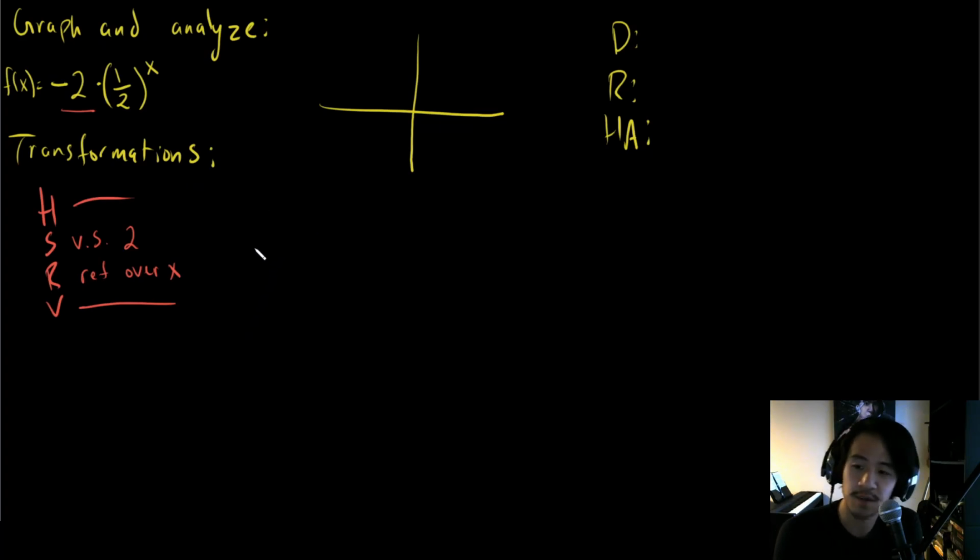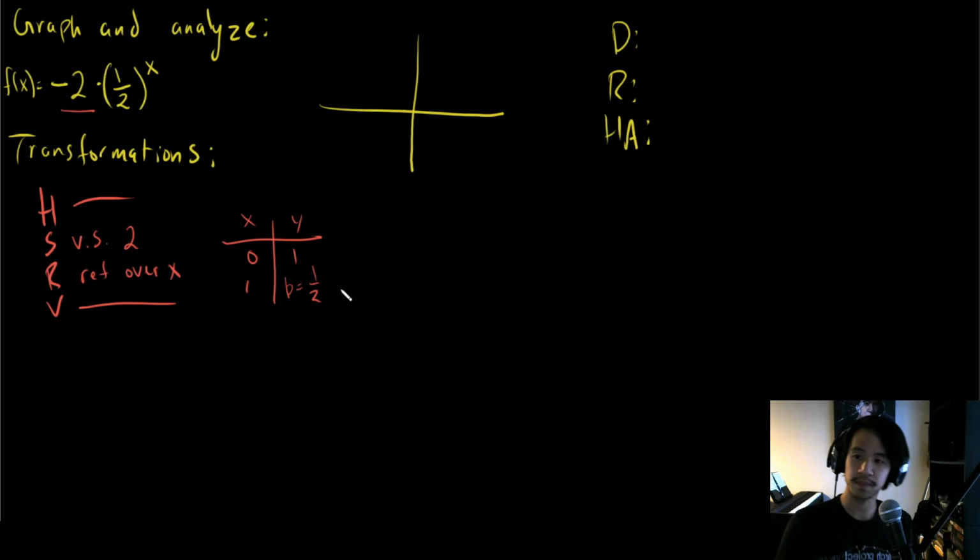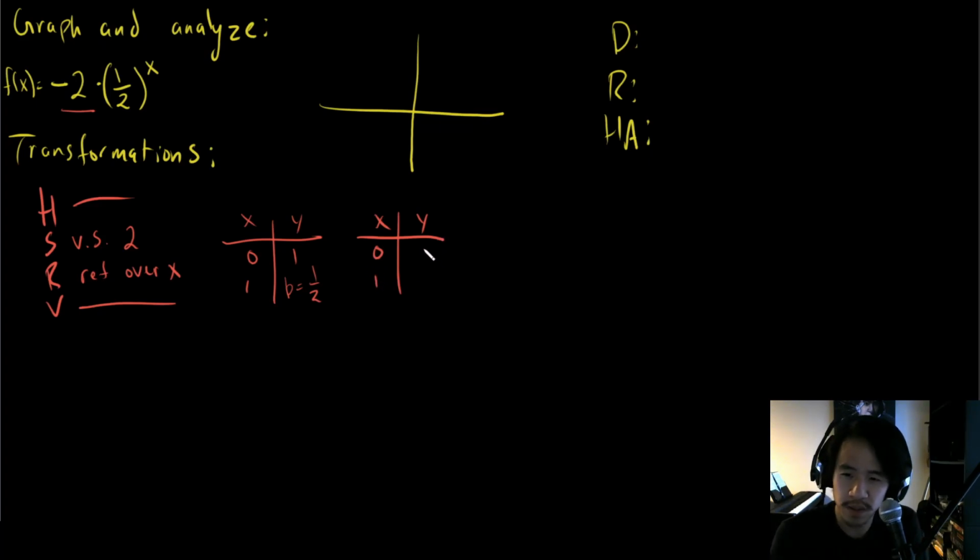So let's go ahead and write our parent function for this. We have 0, 1, and then 1, b. So b in this case is equal to 1/2. So let's go ahead and do these transformations. We got x and y. Let's see, we have a vertical stretch of 2. So since it's vertical, it's going to affect the y coordinates. Since we're stretching by 2, we're going to multiply by 2. So 1 times 2 is 2. 1/2 times 2 is 1.